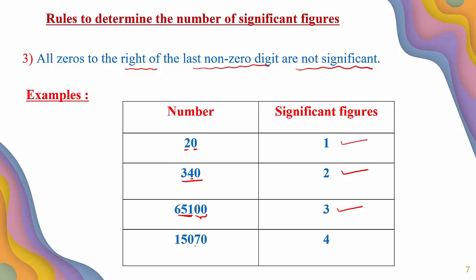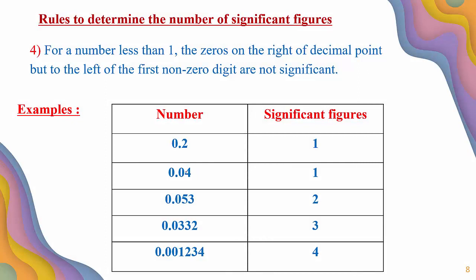And the last example here, 15070. What is the third rule? The 0 which is on the right side of the last non-zero digit, this 0 is not considered. But here we can consider this 0 because it lies between two non-zero digits. So now tell me how many significant figures are there? 1, 2, 3, 4. Totally 4 significant figures. This is the third rule.